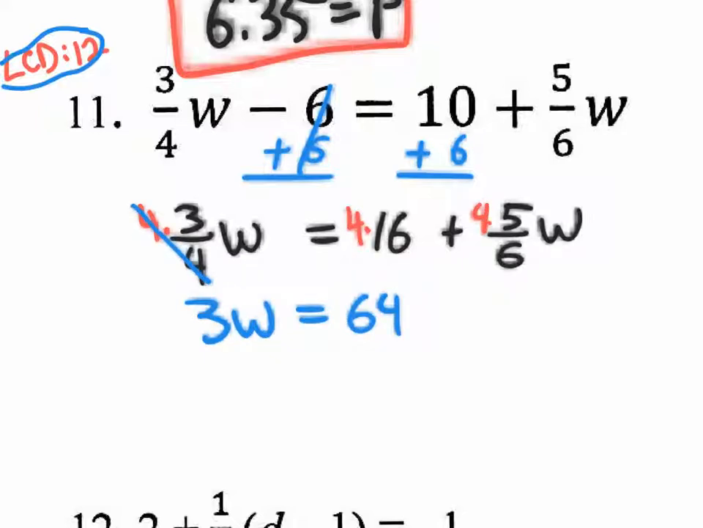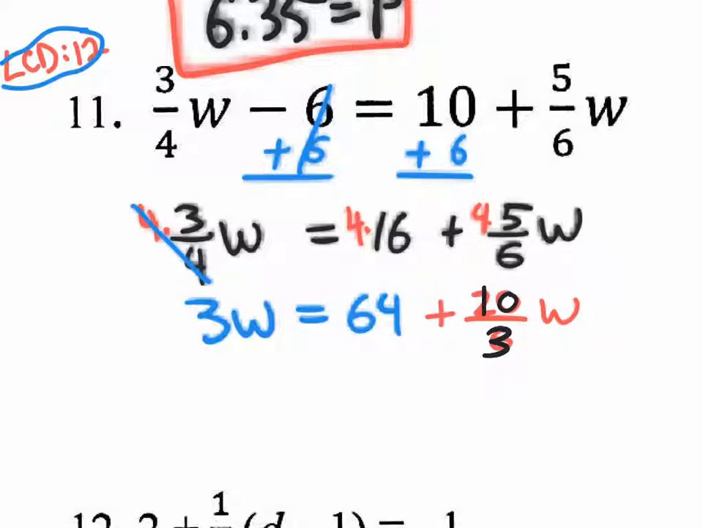Now right here, the 4 and the 6, they don't cancel. They could be reduced, but I'm not even going to do that. I'm just going to multiply 4 times 5 up on top. And 4 times 5 up on top is 20, and it's still over 6, and it still has a w and it still has a plus sign in front. Now right here, you could reduce 20 over 6. They're both even numbers. So you could change that to a 10 over 3.